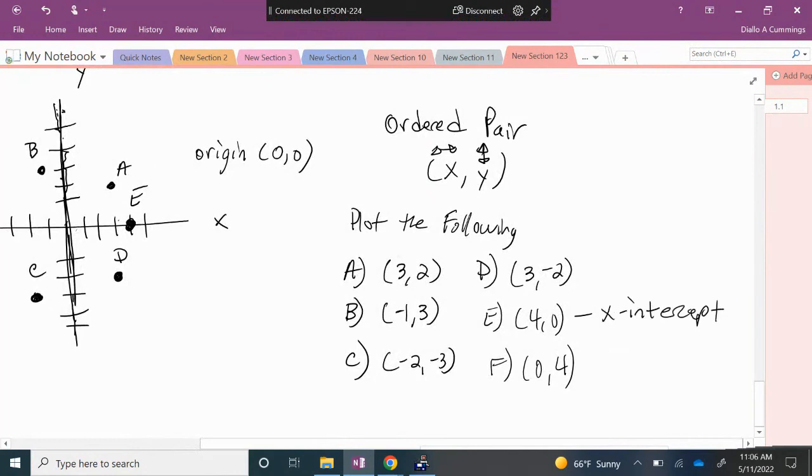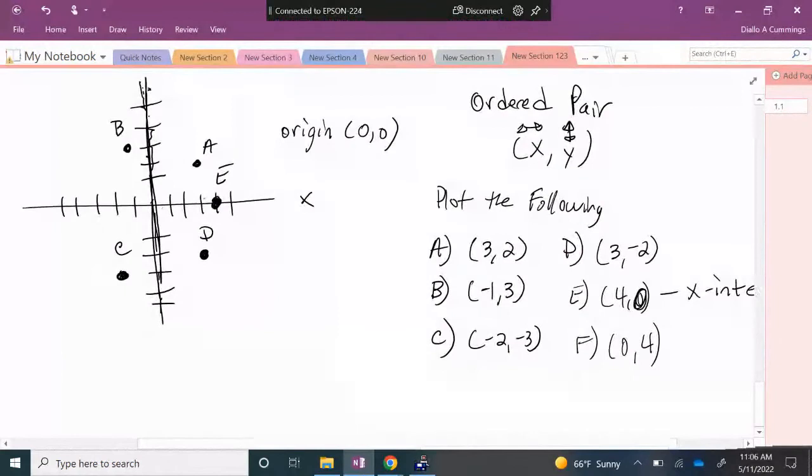The intercept points lie on the axis. Since this point lies on the x-axis, that's the x-intercept. For any x-intercept, the y-coordinate should always be 0. And we'll talk more about that in just a second.